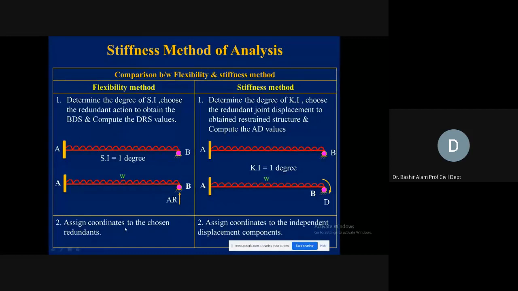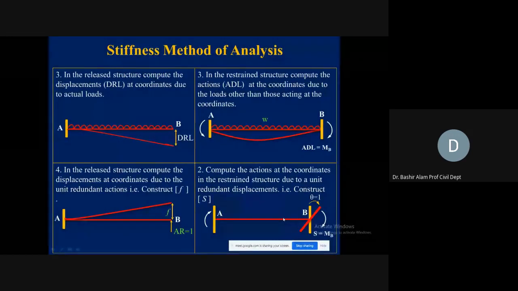Second step, now we assign coordinates to the chosen redundant. ये आपके coordinates हो गए R1, R2 जो भी जितने भी आ रहे हैं. यहाँ पे क्या है D जो है ना आपने लेबल कर. After this now आपका AD मैट्रिक्स जो है वो जनरेट हो गया. After this now we expose or we subject the basic determinate structure to the actual loads.